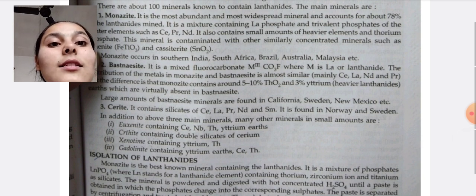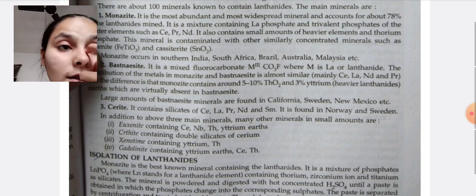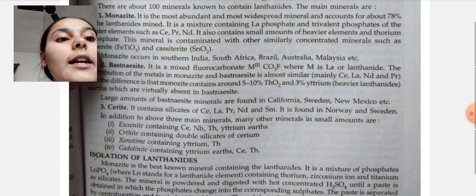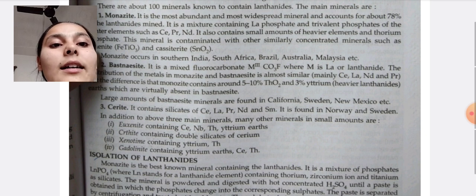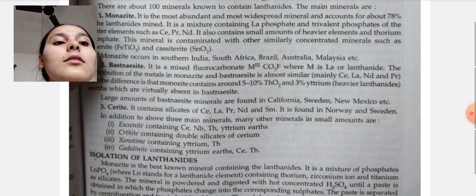Third is cerite. It contains silicate of cerium, La, Pr, Nd, and Sm. It is found in Norway and Sweden. In addition to the above three main minerals, many other minerals are found in small amounts: euxenite containing Ce, Nb, Th and yttrium earths, xenotime containing yttrium and Th, orthite containing double silicate of cerium, and gadolinite containing yttrium earths and Ce and Th.